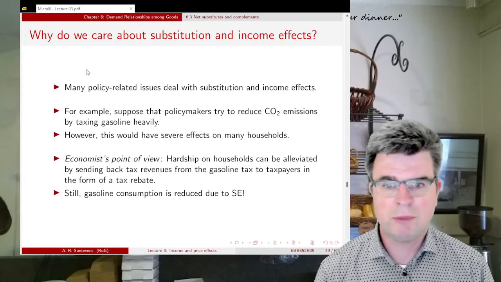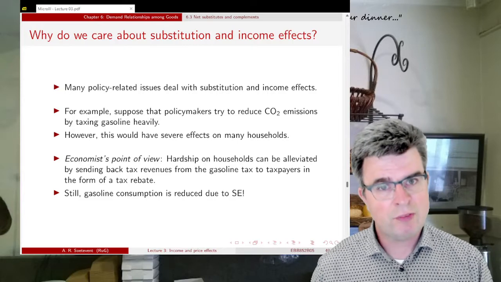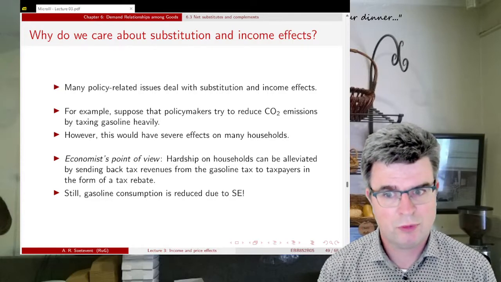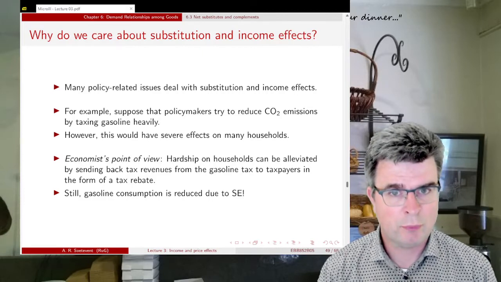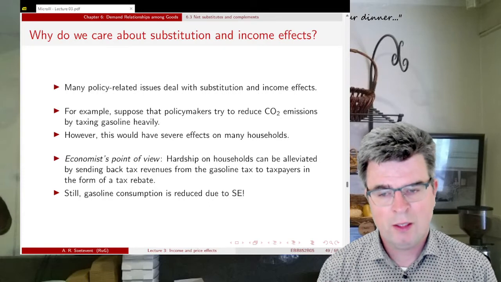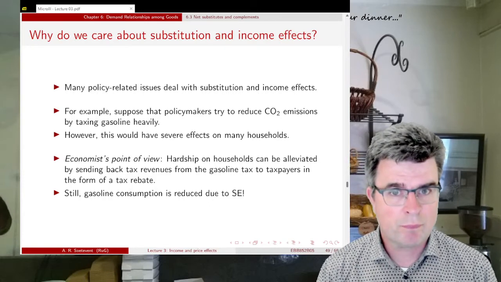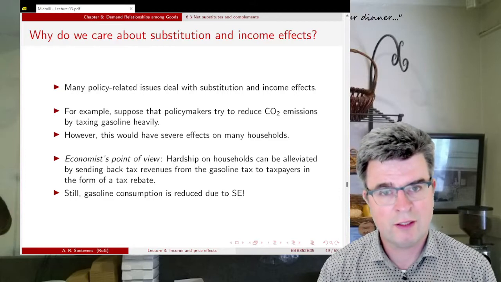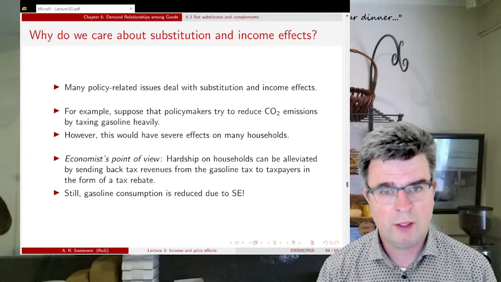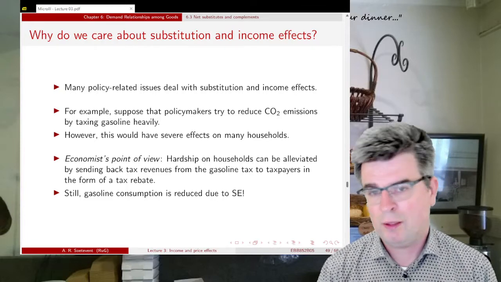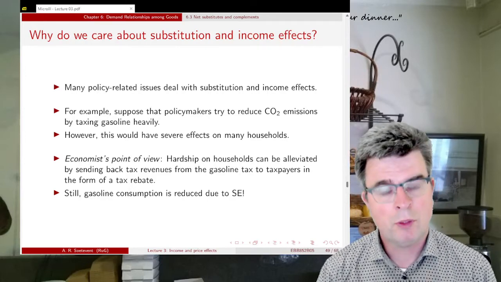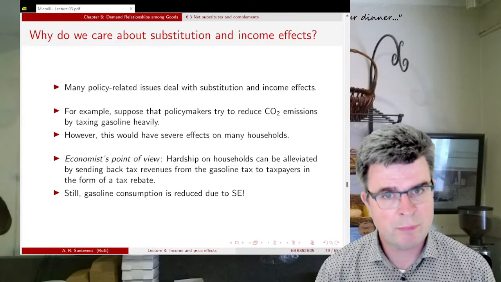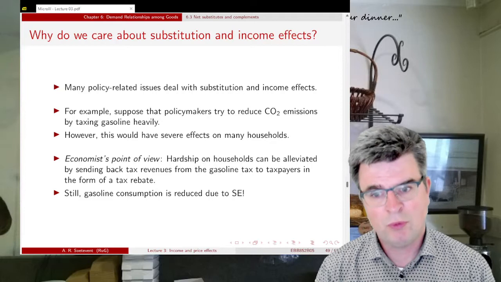So for example, suppose that policymakers try to reduce CO2 emissions by levying a heavy tax on fuel, then this would have a severe impact on households. So they would be worse off, and the question is, how can they be compensated? Now, as an economist, you would say, okay, driving a car and burning fuel comes with a negative externality to the environment, and this negative externality has to be accounted for in the price of fuel. And one way to do this is to impose a tax. This will cost the households that drive a car money, but you can compensate them by at the same time lowering, for example, the income tax, so that you give them a tax rebate and they are as well off as before.